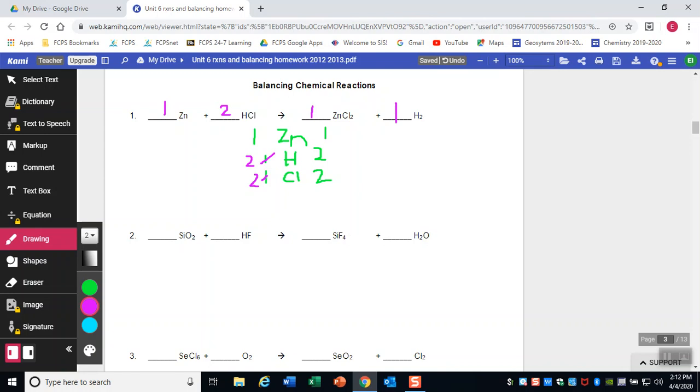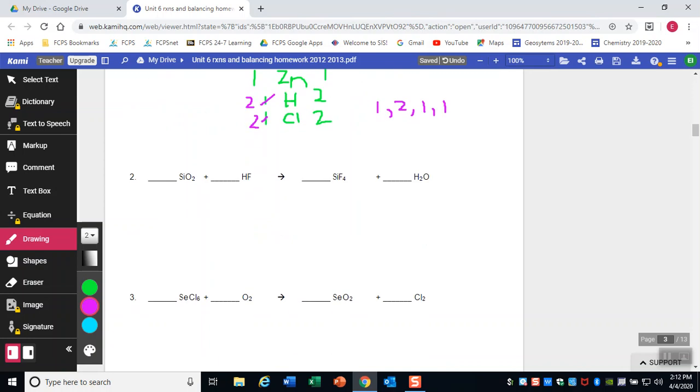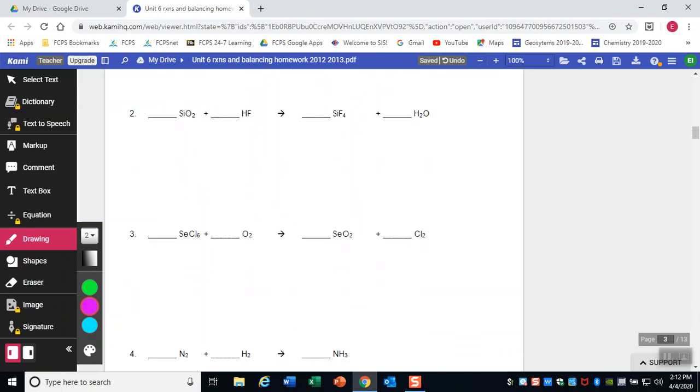And so your answer, if you're doing like a multiple choice, it would be 1, 2. You just put the coefficients, 1, 1. All right, and now that is balanced. Perfect. Okay, number 2. So we'll just write down our elements.